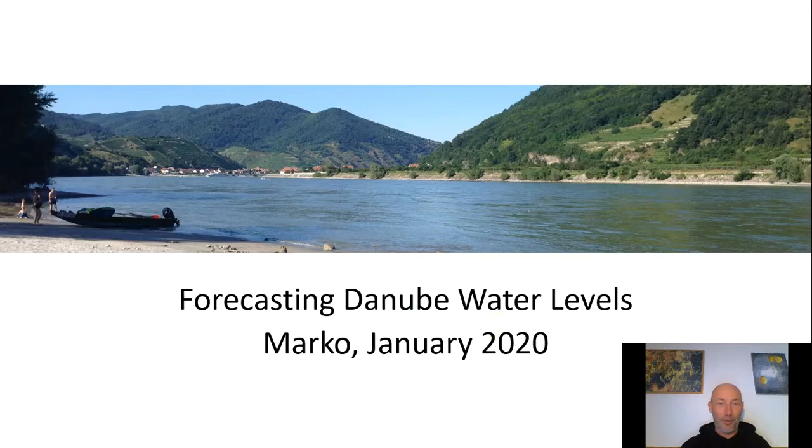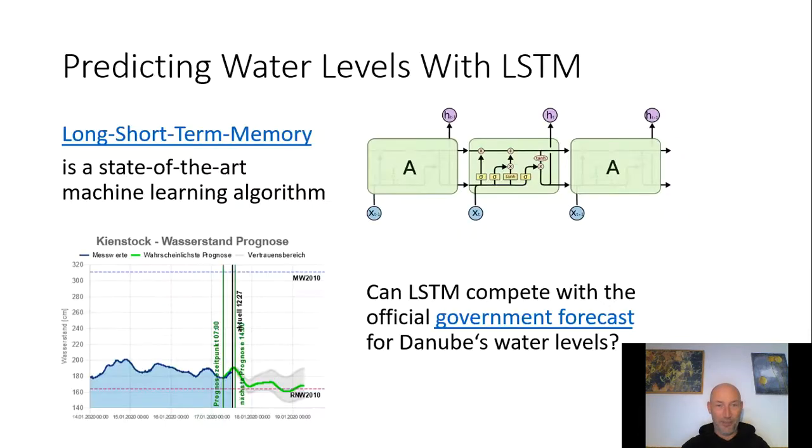In the picture in the background you see a beach next to our home. I'm at home here in Spitz on the Donau in Austria, and the water level of the Danube is really important to us because we live literally next to the Danube. So what is the point here?